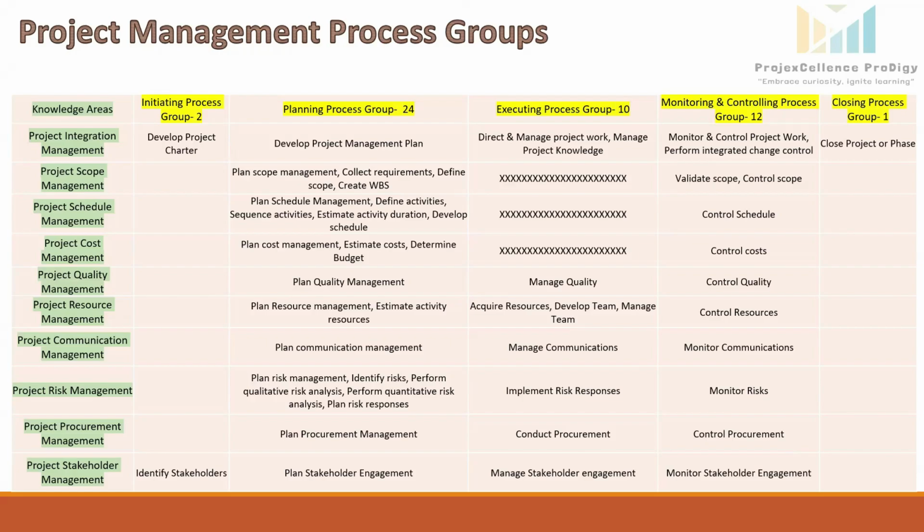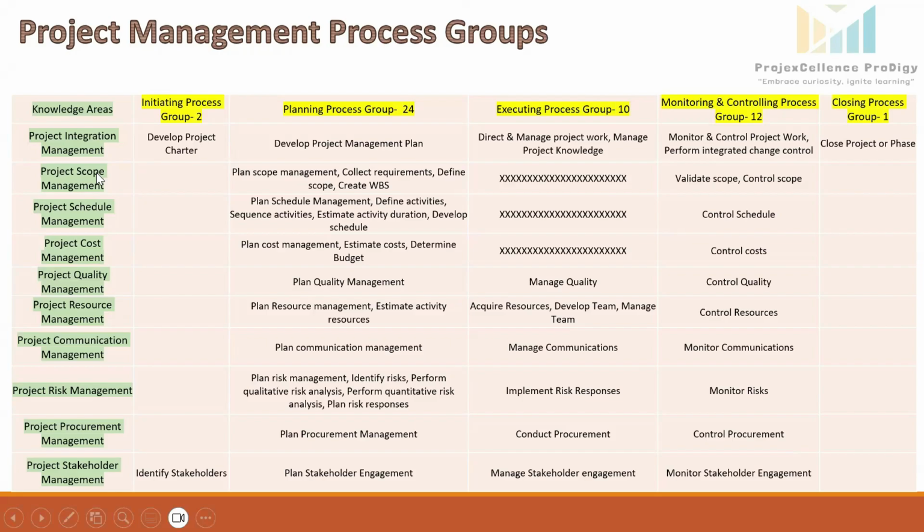Perform integrated change control. This process manages changes to the project by reviewing and evaluating change requests, assessing their impact, and updating project plans accordingly. The aim is to ensure changes are controlled, documented, and aligned with the project goals.